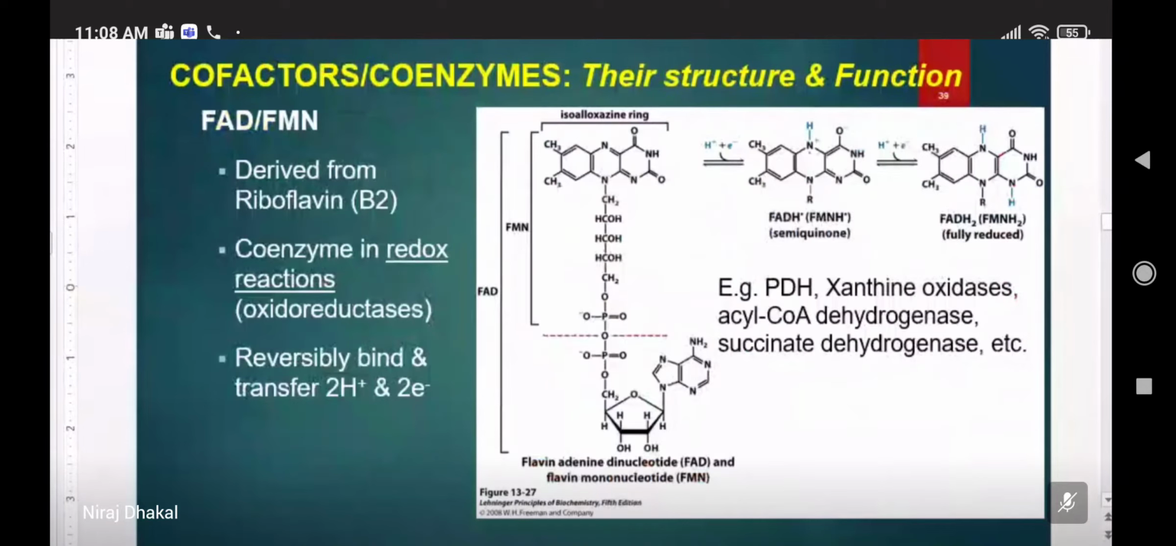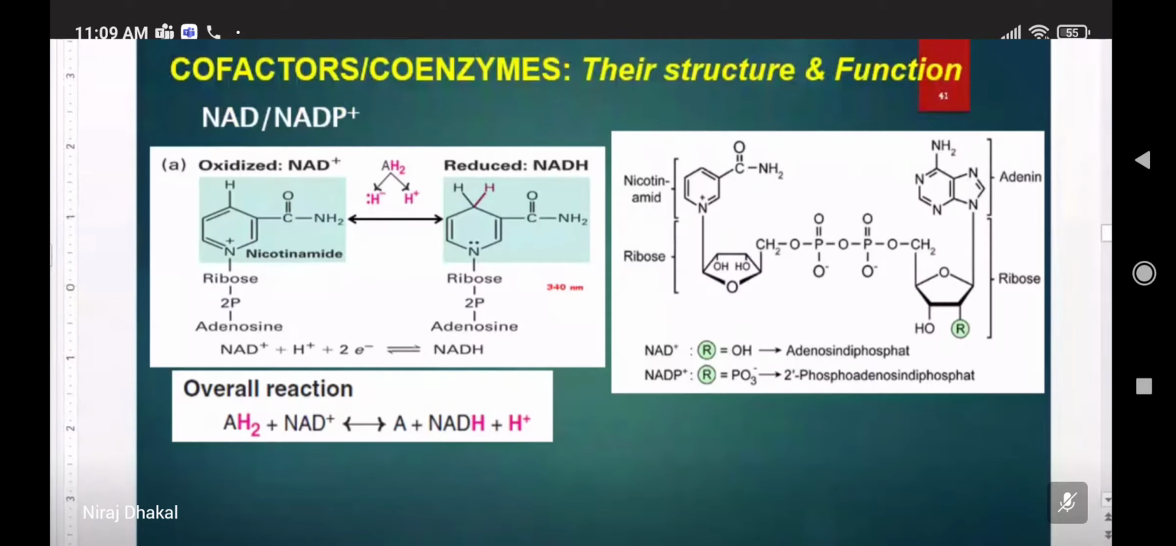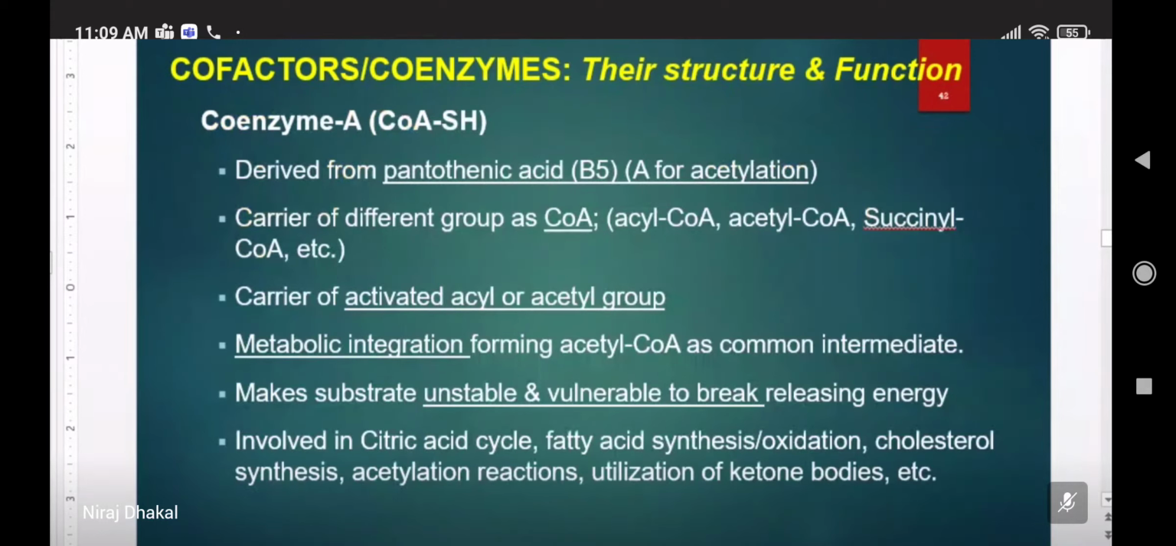FAD, FMN, this is also completed. This is the cofactor which is involved in oxidation reduction reactions, and this is the structure. NAD, NADP, which is derived from vitamin B3 niacin, is also involved in oxidoreductase reactions. The substrate is either oxidized or reduced, and these cofactors undergo reversible oxidation reduction. They act as a temporary electron or proton carrier.